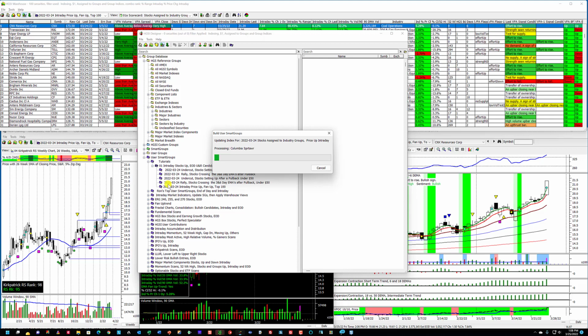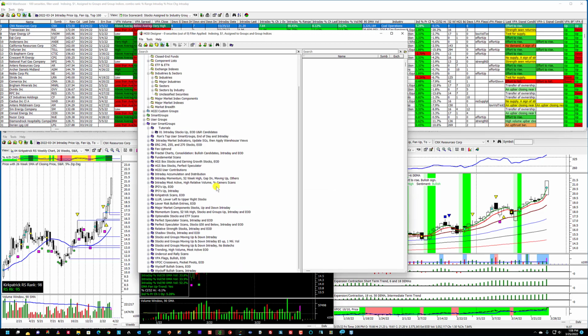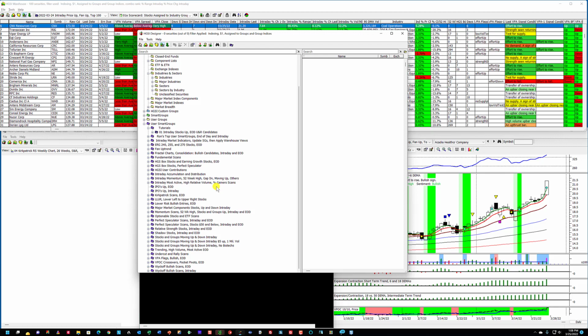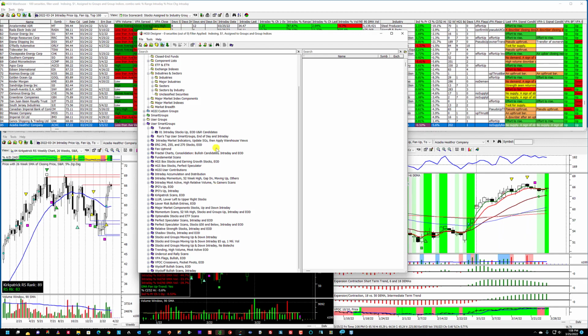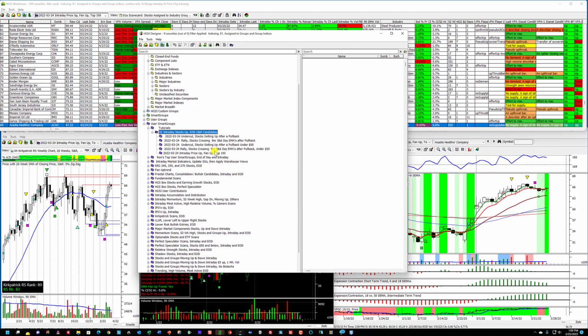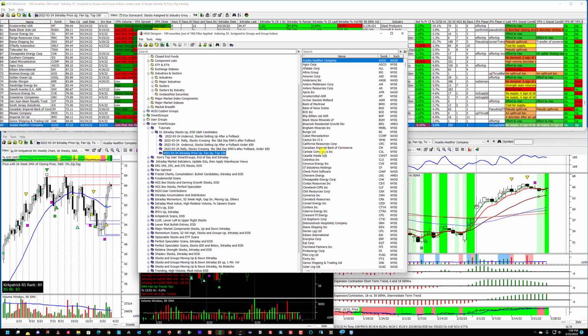What this is going to do, it's going to pull out the top 100 stocks that have a fan up. In other words, the 18's above the 50, the 50's above the 100, the 100's above the 200-day exponential moving averages. That is what is a fan. So that pulled these stocks up.